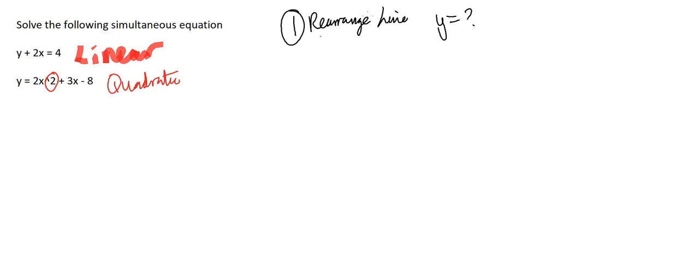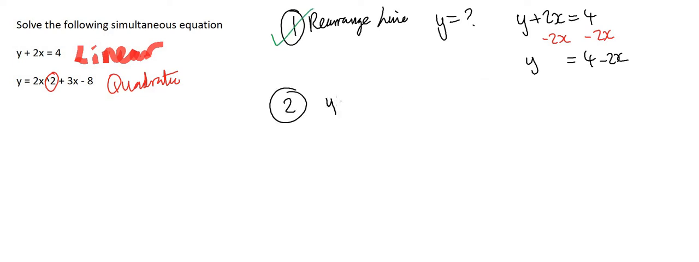So we've got y plus 2x equals 4. What I'm going to do is take away that 2x, and I have to do the same to the other side. So on the left hand side I'll only have y and on the other side I'll have 4 minus 2x. So y equals something, I've rearranged. That's step 1.